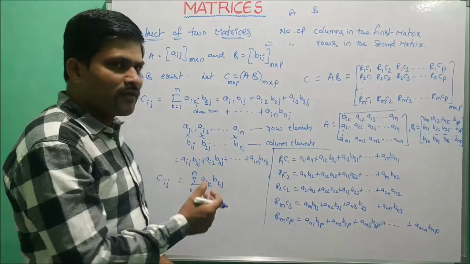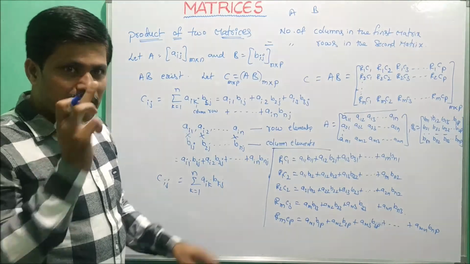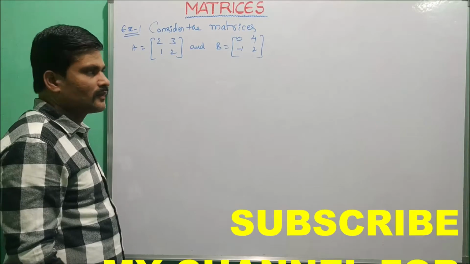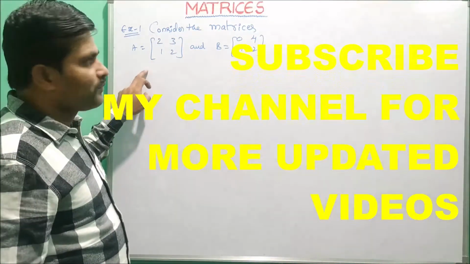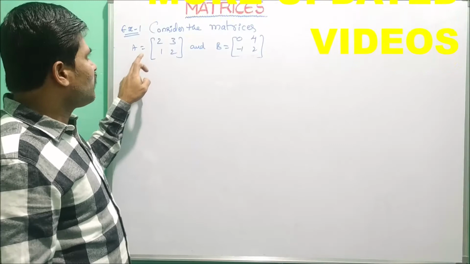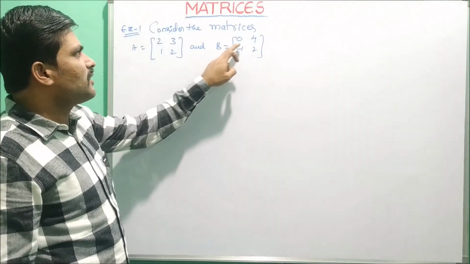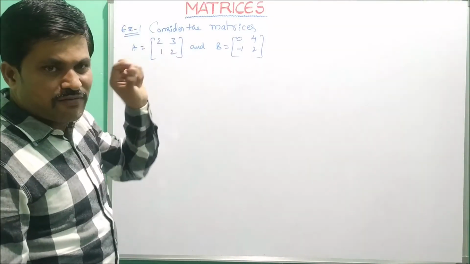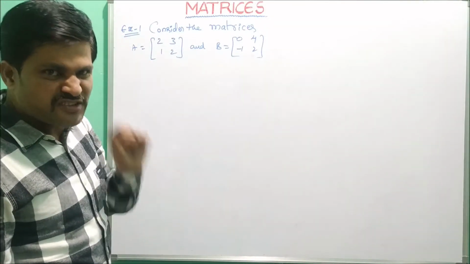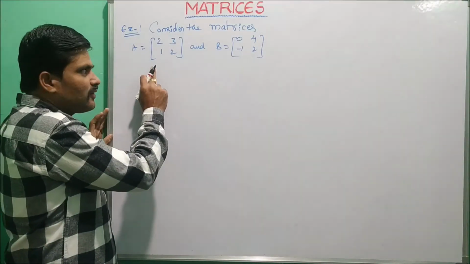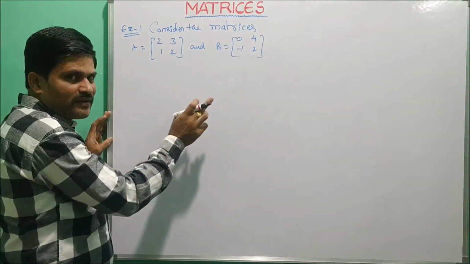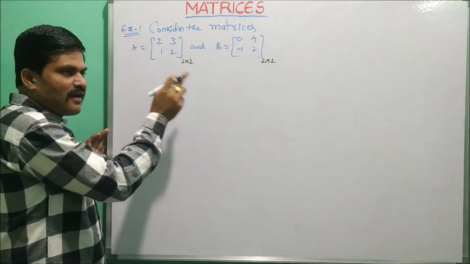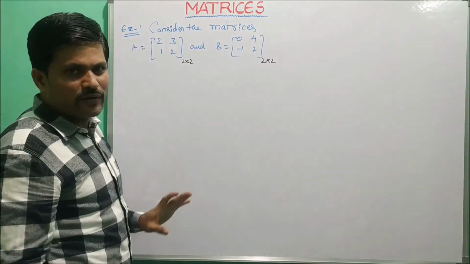Now we have to take some examples. Please note down. Now we take one example. Consider the two matrices A equals the matrix 2, 3, 1, 2 and B equals the matrix 0, 4, -1, 2. First of all, we check whether the given two matrices are conformable or not. That is the first step. Clearly we observe the two matrices are square matrices of order 2 by 2. These two matrices have the same order, that is 2 by 2.